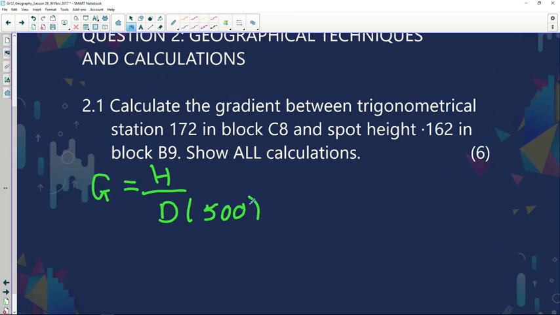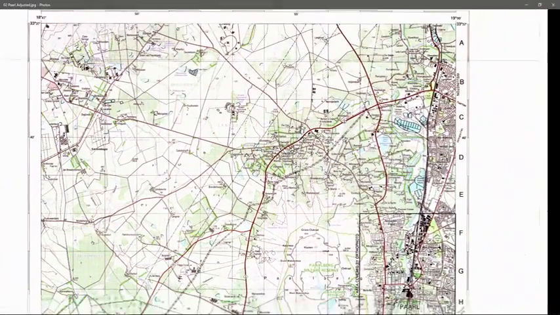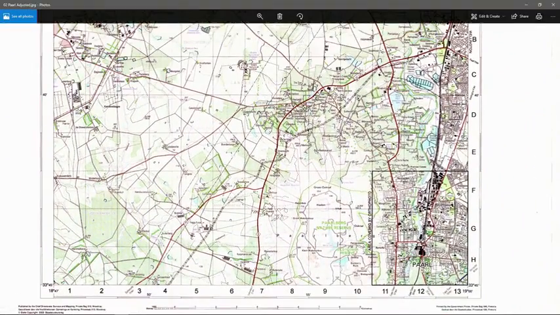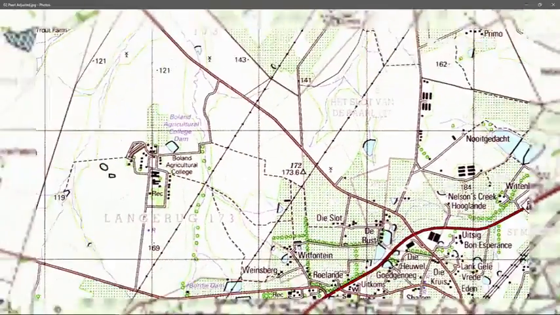Now, let's just quickly have a look at a couple of things that we need to pay special attention to. The Trig Station is 172. Now, keep in mind, when we look at the Trig Station, the 172 doesn't represent the height. Let's just quickly have a look where the gradient is. It's in block C8. As you can see, there is Trig Station 172. It's printed in bold and in italic. This is a Trig beacon number. It's not the actual height in meters. The height is 173.6. And then they provided us with the spot height in B9.